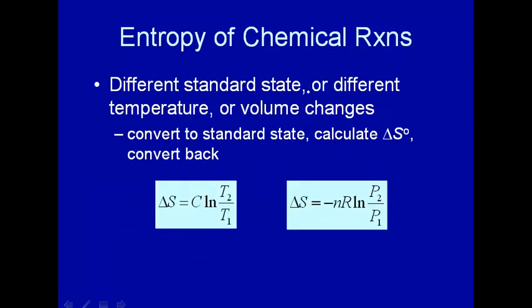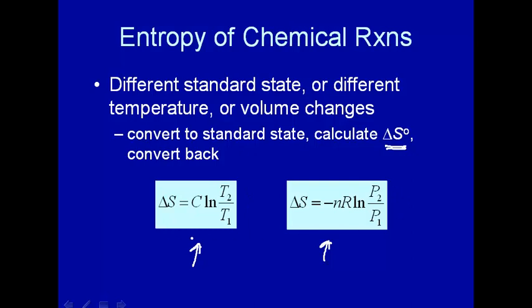All right, so for different standard states or different temperatures or volume changes, what you can do, if you're not at the standard state, is convert to the standard state, both the reactants and products, and then you can calculate the standard entropy change. And here are the 2 important equations one uses to calculate entropy changes going from one state to another.